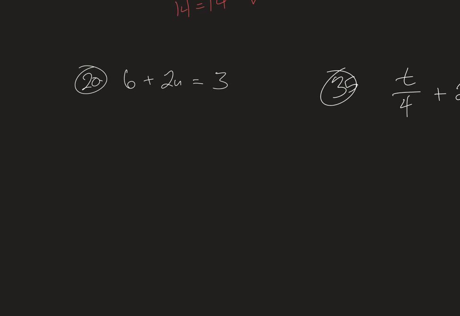20. On the left, we have 6 plus 2n equals 3. Is the left side simplifiable? No. Is 3 simplifiable? Can we simplify it? No. So we're ready to solve. I'm going to subtract 6 first because this is adding, so to speak, to our n, right?